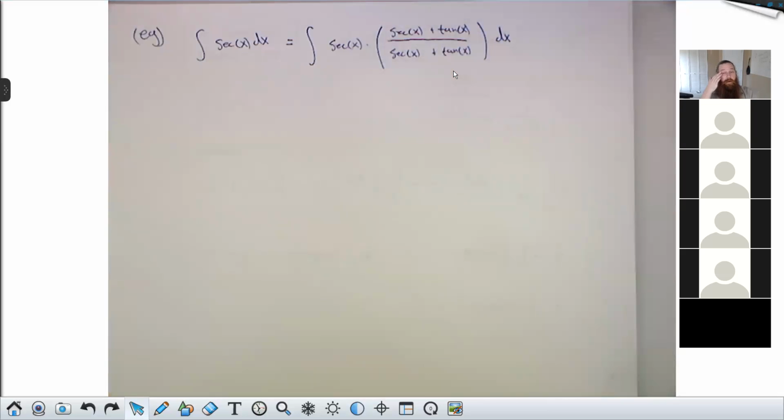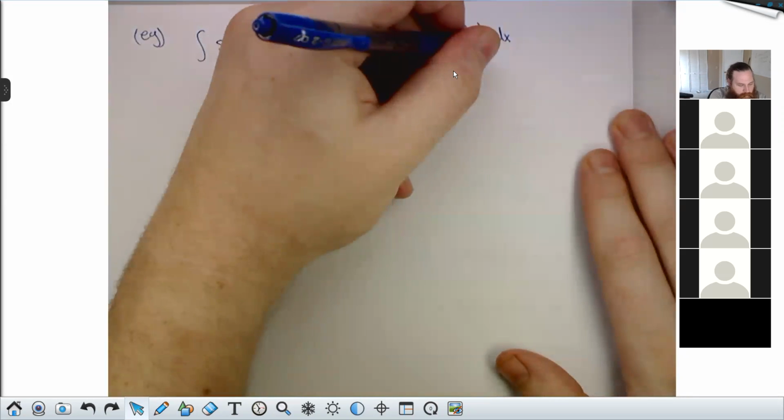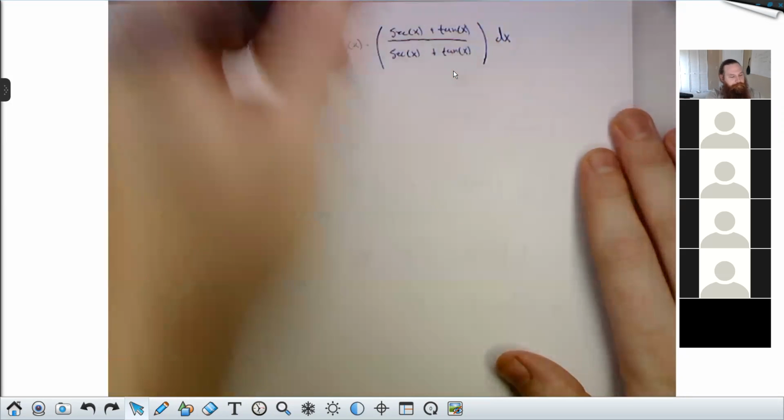I just multiplied by 1, right? Secant plus tangent over secant plus tangent, that's 1. So in the same way that multiplying by a over a is fine, multiplying by 2 over 2 is fine, multiplying by this is fine. It's mighty weird, I'll admit that. Nobody would think to do this for sure. Until somebody did think to do it.